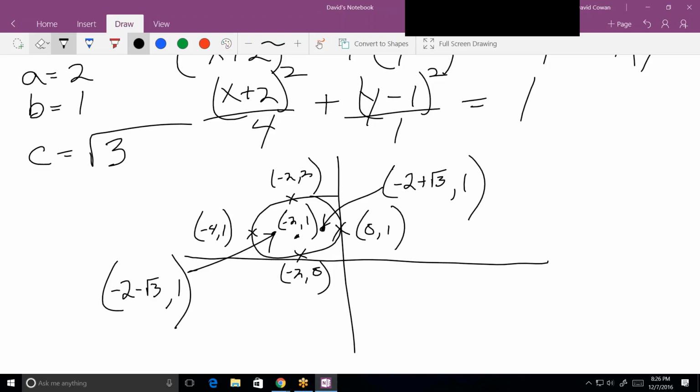Yeah, this is actually a pretty easy mistake to make. The mistake that I made was thinking that that was A instead of A squared.